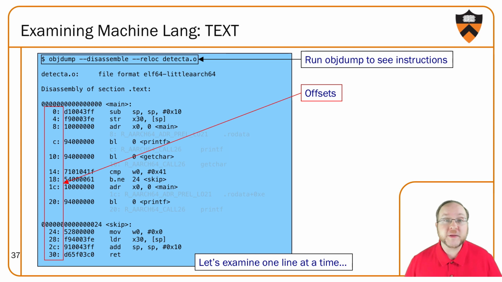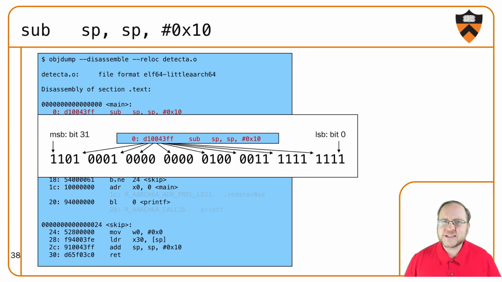We're counting by 4 because each instruction is 4 bytes. When we have a label like main or skip, it appears to have an address, but again, it's just the offset. So again, let's look at each of these instructions one at a time now. At offset 0, which is to say the beginning of the text section in this source file, we have the beginning of main's prologue, a sub command to make space for main's stack frame.